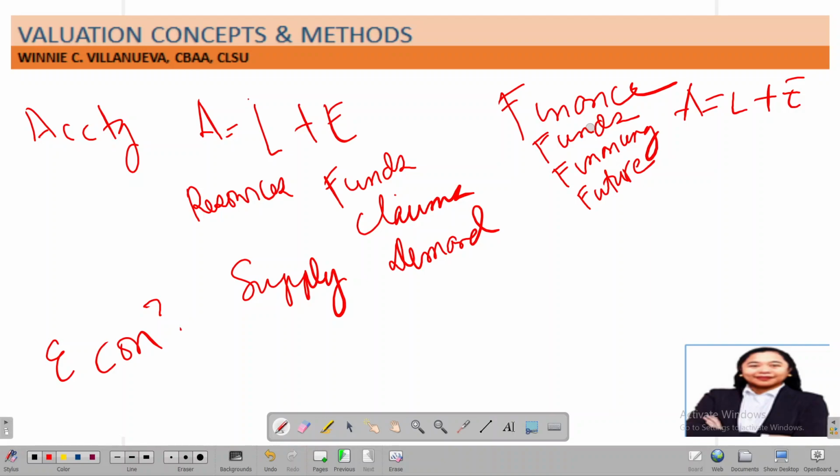Where did the funds come from? Ano sabi natin kanina? Saan nanggagaling yung funds? The funds came from the creditor and the owner. If the funds came from the creditor and the owner, then that would actually be supplying. Nagsusupply. So yung liability at equity, supply ng funds.